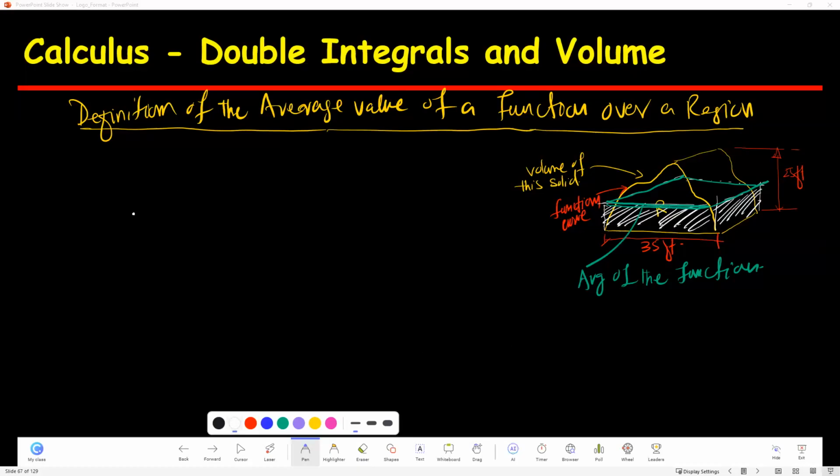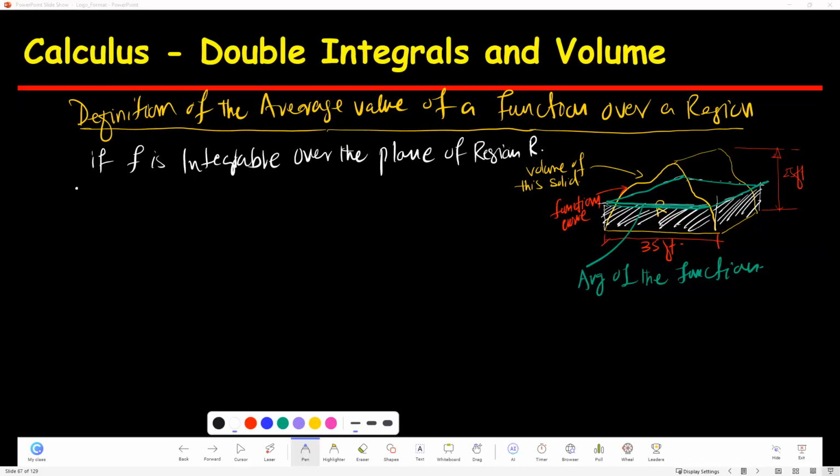And how can we write this in mathematical form? If f is integrable over the plane region R, then the average value of f over R is written like this.